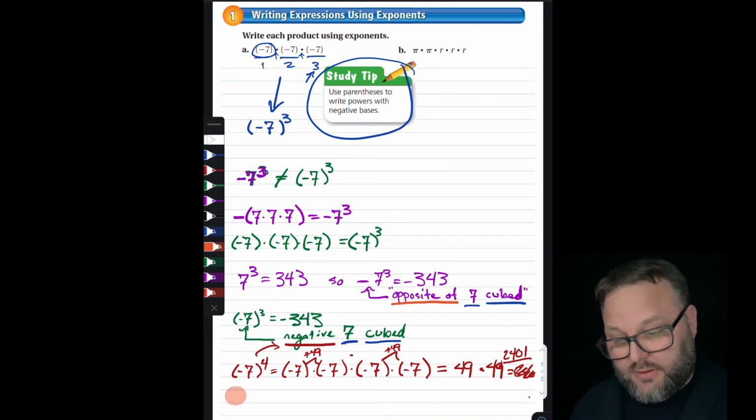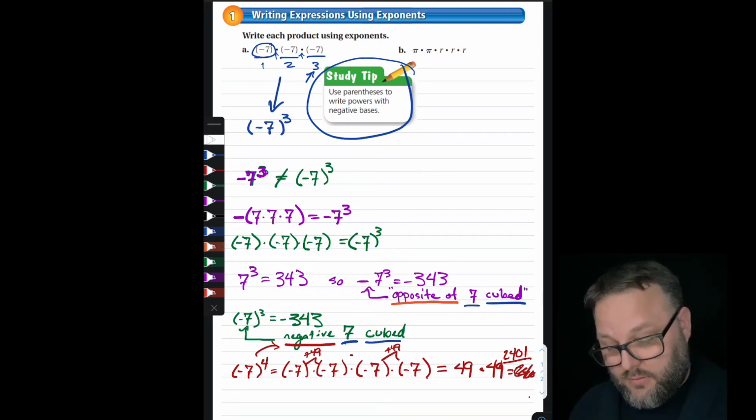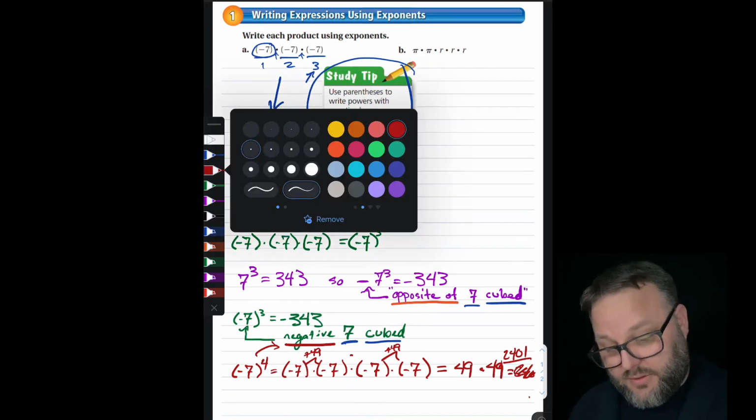Oh, I didn't want a highlighter. What am I doing? I wanted the marker. Here we go. And I changed that back to orange, and I'm going to be a happy guy.